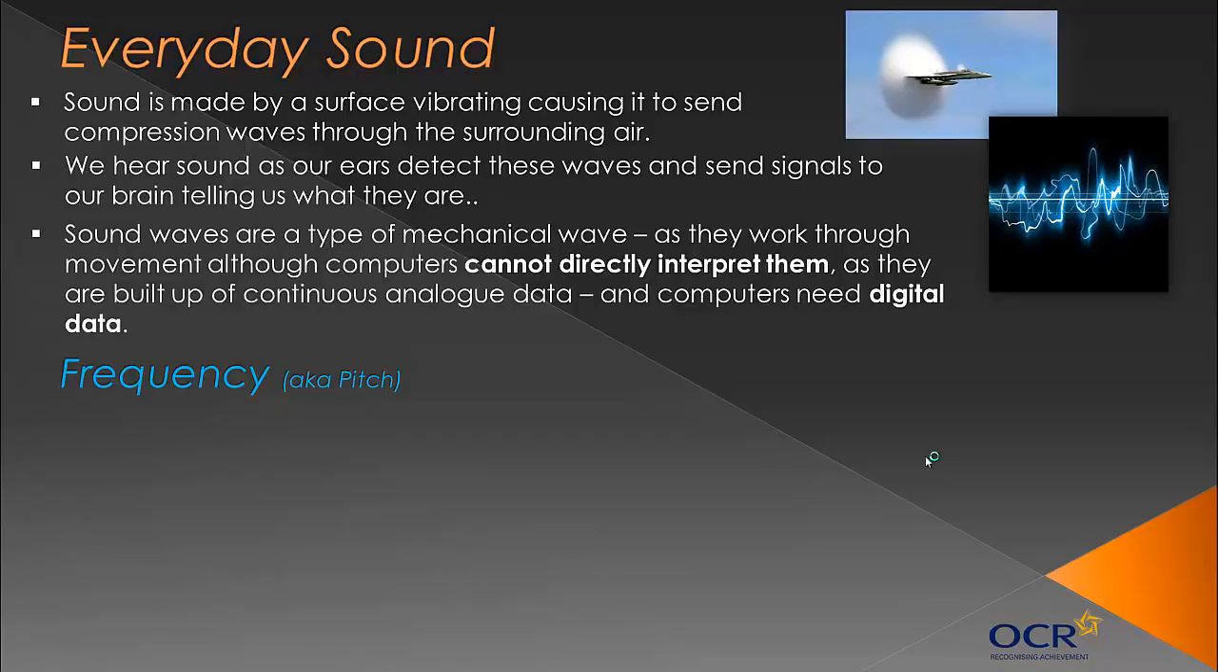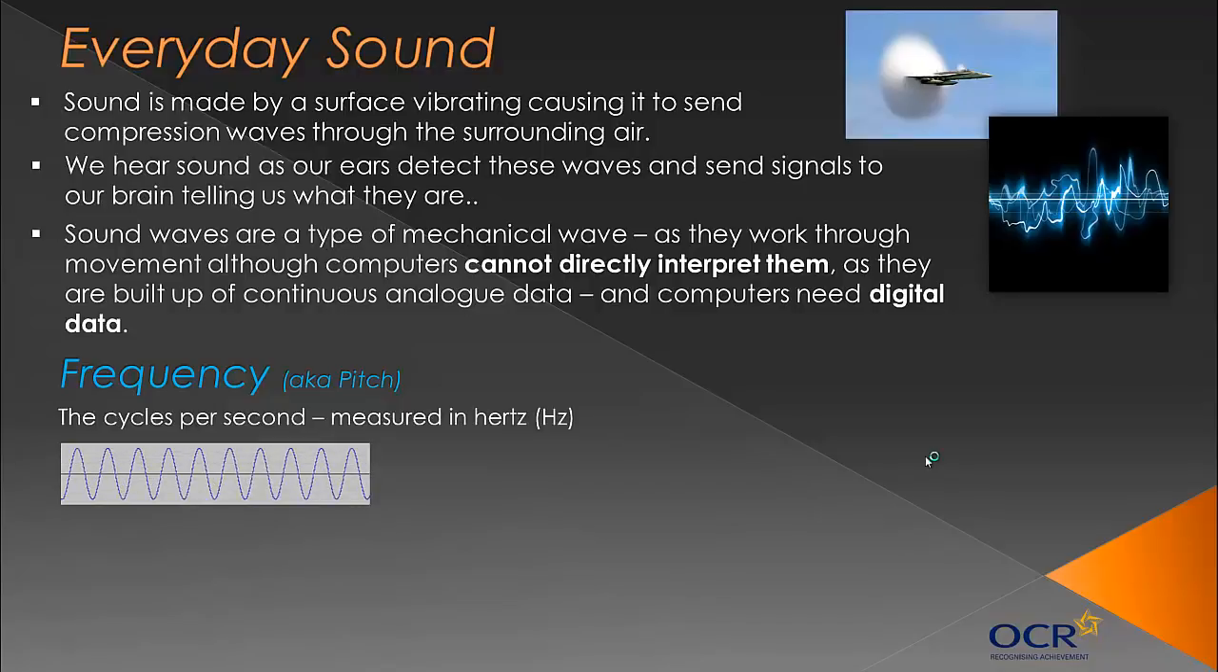First, frequency. The frequency of a sound wave is simply its pitch, so how high it is, how low it is. Frequency is the cycles per second, and these are measured in hertz. We'll look at another thing that's measured in hertz in the next slide, which you do need to know about. Here I've generated in Audacity, which is a recording program, a sine wave. A sine wave is a form of transverse wave. The point of a sine wave is it's smooth.